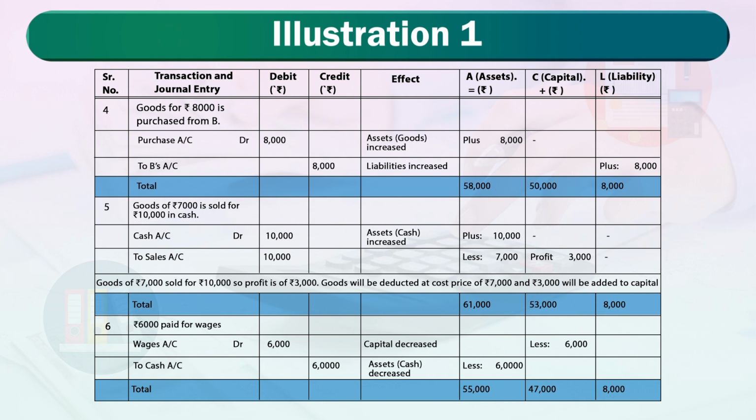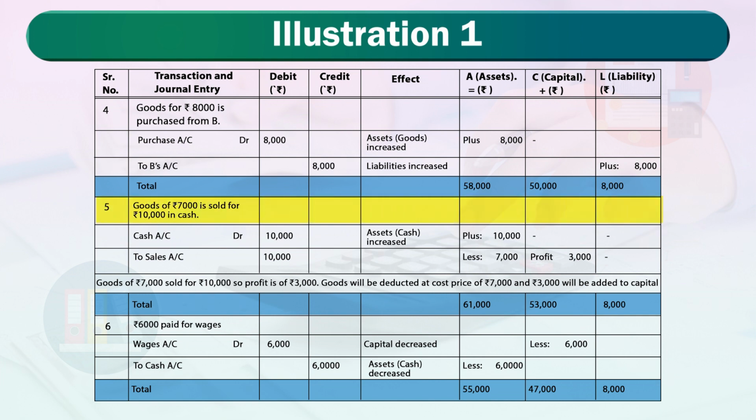Now the total is asset of 50,000 plus 8,000 of purchased goods makes a total of 58,000. We have already a capital of 50,000 and we have added a liability of 8,000. So 50,000 of capital plus 8,000 of liability equals the assets of 58,000.